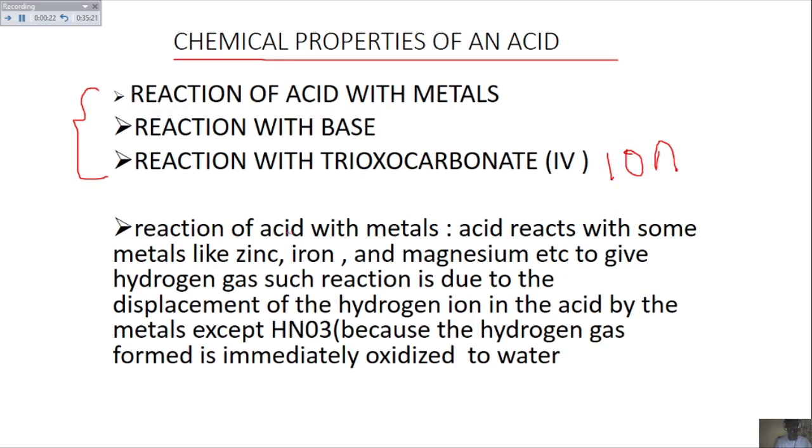In this particular case, reaction of acid with metals. Acid reacts with some metals like zinc, iron, magnesium, etc. to give hydrogen gas. Such a reaction is due to the displacement of the hydrogen ion in the acid by the metal, except that of HNO3. Why? Because with HNO3, when hydrogen ion is being displaced to hydrogen gas, the hydrogen gas further oxidizes to water immediately. Therefore, we are picking HNO3 as an exceptional substance that should not be used when reacting acid with metals.